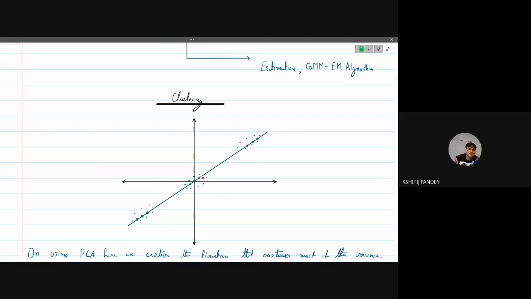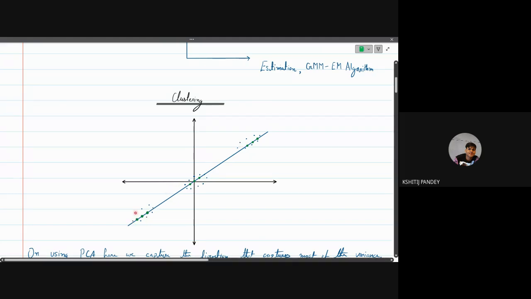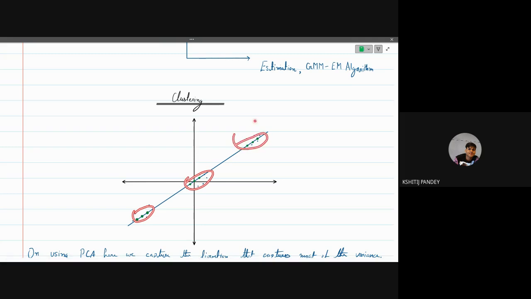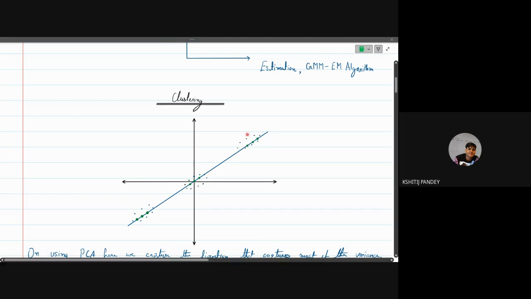But there is something else in this data which PCA is not able to capture. As you can see, the data is forming clusters. This is one cluster, this is another, this is a third cluster. Our PCA is not able to capture these clusters, correct? It is only able to capture the direction in which we have the most variance. The PC1 does that. So now what's our goal? Our goal is to develop an algorithm that is able to capture these clusters. Okay, so is it clear?